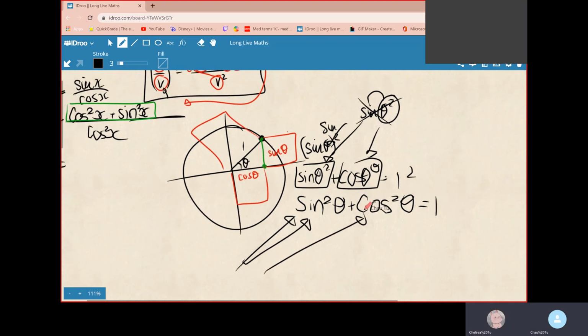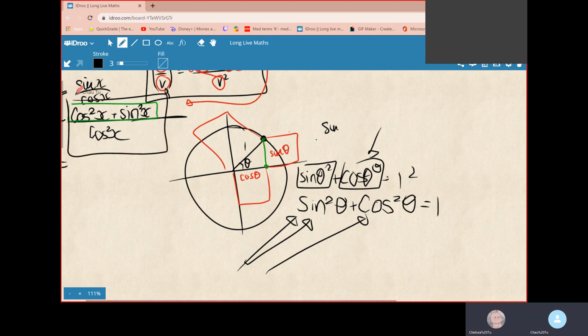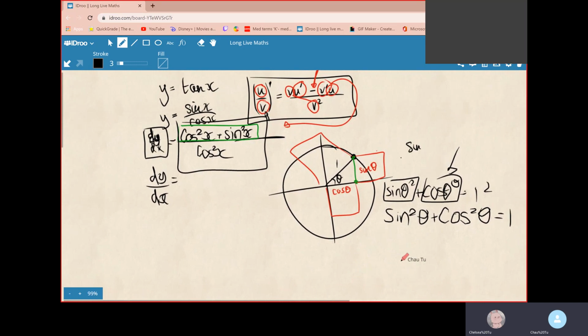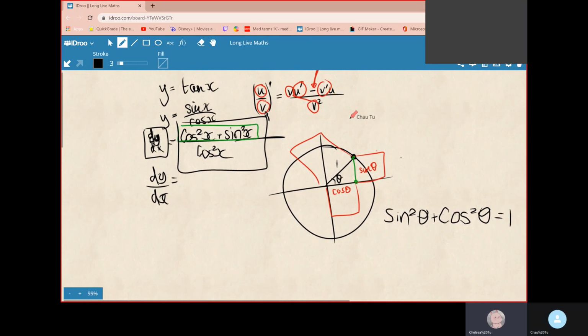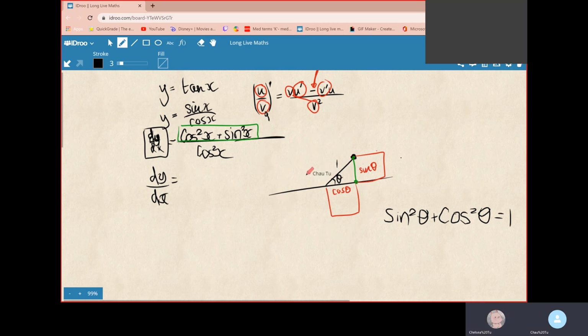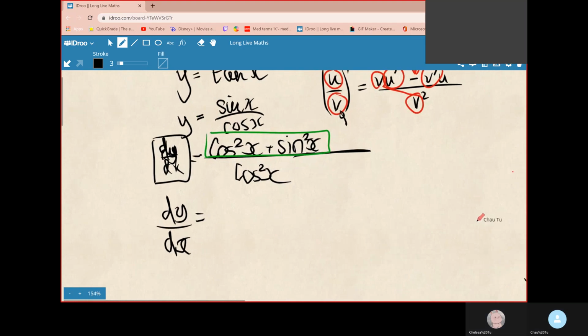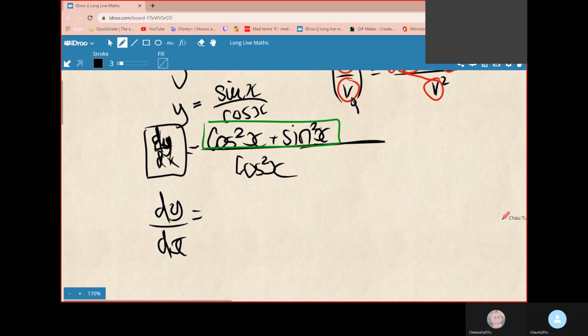All right. So going back to here, Chelsea, do you recognize anything about this fraction? No. It's the Pythagorean theorem. Well, anyway, how would you simplify this? How would you simplify that fraction? Let me think.